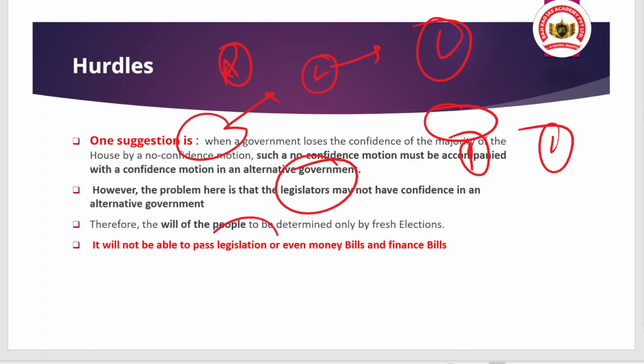So it will not be able to pass a legislation or even a money bill or the finance bill, and you know that for a government the money bill or the finance bill is very important for the functioning of the government, for the healthier functioning of the government, and along with the machinery and institutions that are involved. Okay, so that is the point.